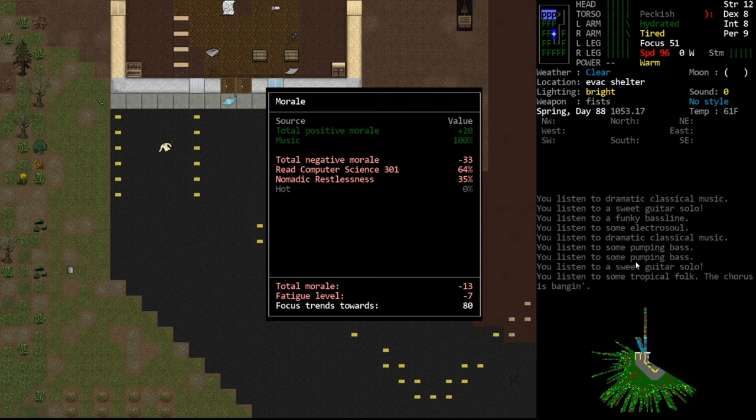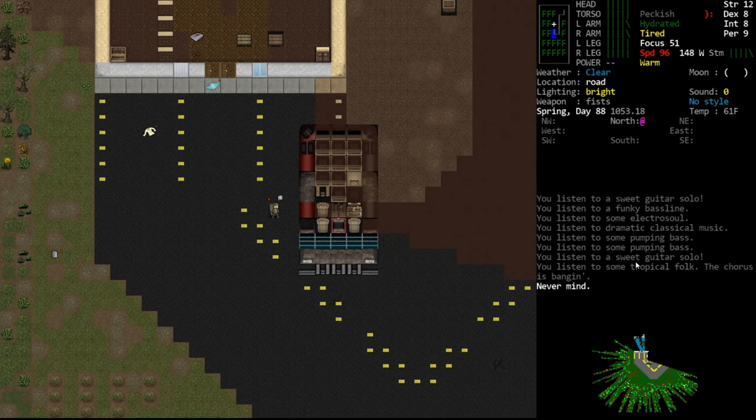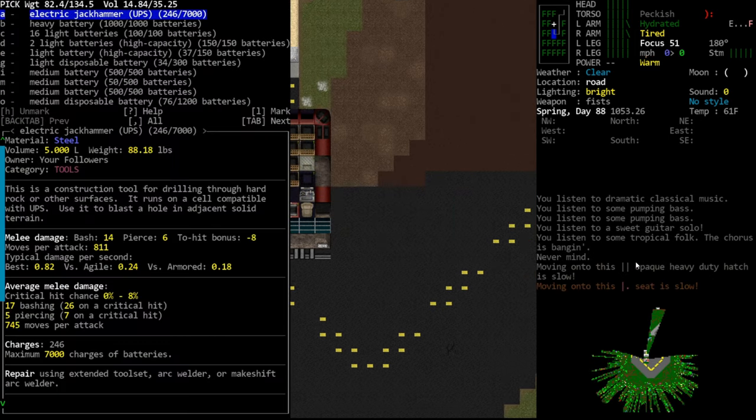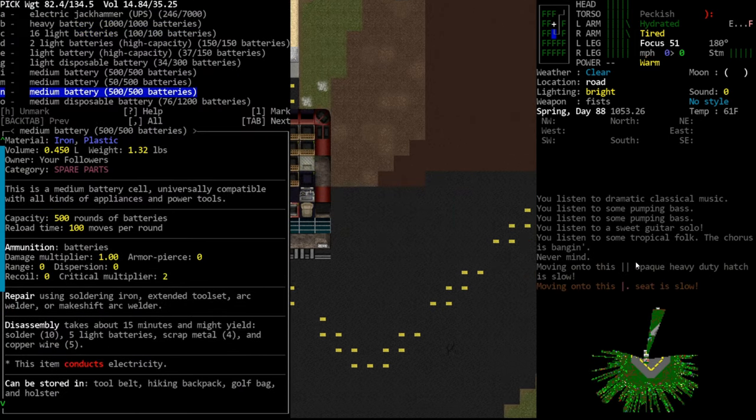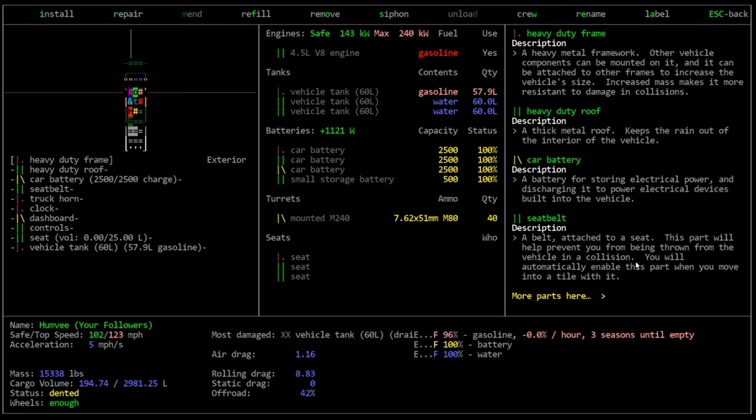It doesn't help that the book is a negative morale as well. You'll see it's minus two fun. What are you going to do? So let's check our batteries. Charge one battery, and that's it, huh? Okay. I don't know what's going on with this. It's definitely slower than it used to be.